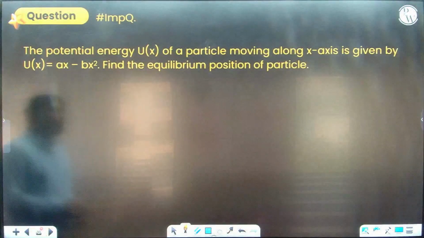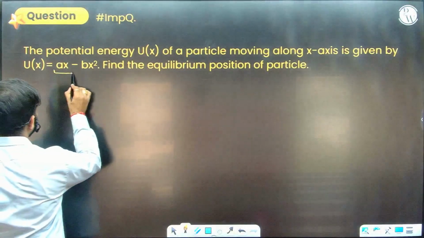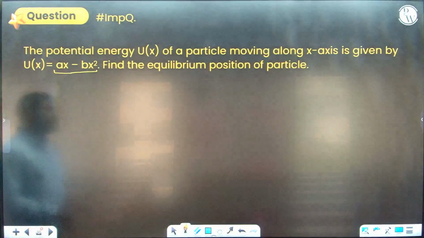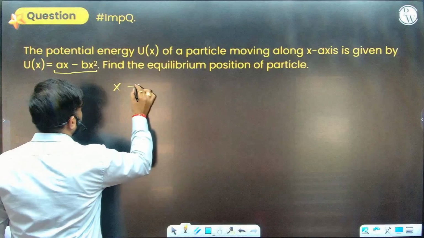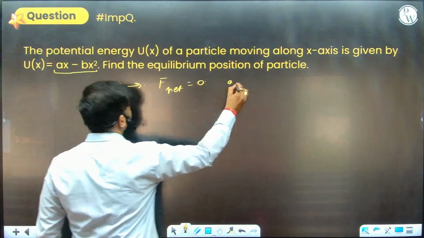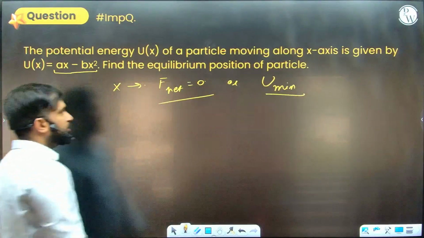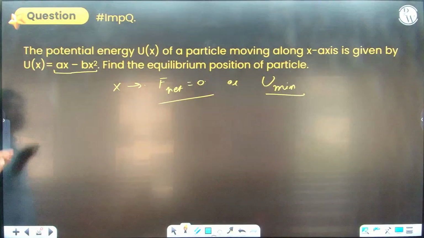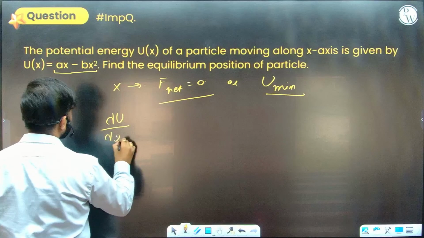Potential energy of a particle moving along the x-axis is given by U(x) = ax − bx². Find the equilibrium position. That means the position x where F net is 0, or I can say potential energy is minimum. Both the things should be happening at equilibrium. So just differentiate it and make it 0. So dU/dx is 0.